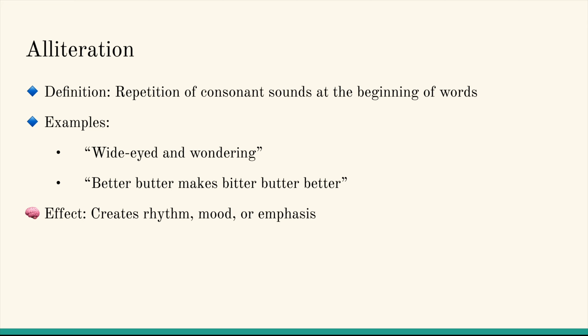All right, next we have alliteration. So alliteration is the repetition of consonant sounds at the beginning of words. We have some examples here. Wide-eyed and wondering. Better butter makes bitter butter better. So as you can see, this adds rhythm and can really create this mood or emphasis.